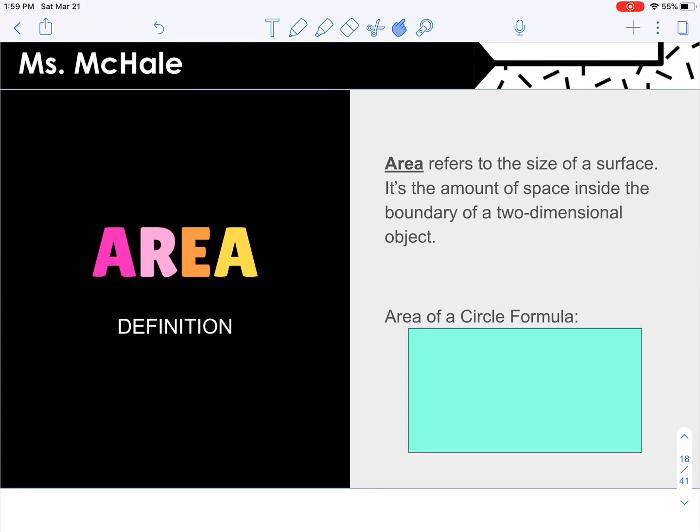So area refers to the size of a surface, its amount of space inside the boundary of a two-dimensional object. In this case, we are focusing on circles. So the area of a circle is actually pi r squared, where r equals the radius.